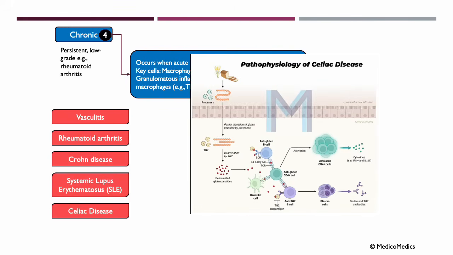And finally, we can take a look at celiac disease. So it's an autoimmune condition triggered by gluten, leading to chronic inflammation of the small intestine, or the small intestinal mucosa, to be more specific. And it's characterized by villous atrophy, crypt hyperplasia, lymphocytic infiltration, resulting in malabsorption and extraintestinal symptoms.